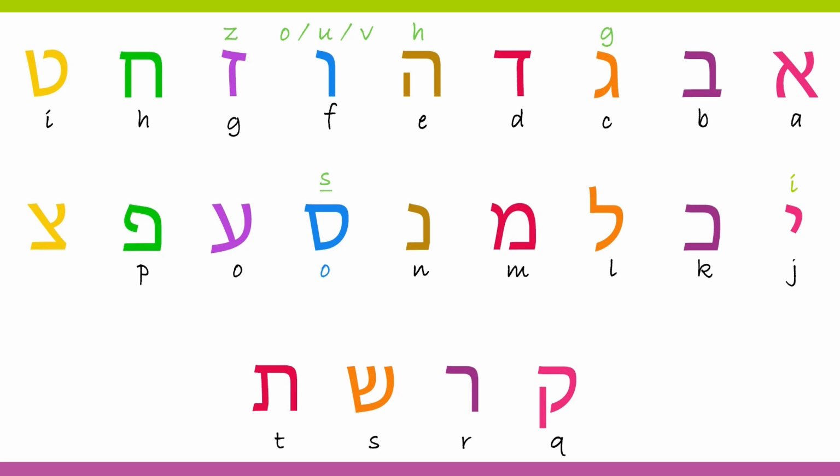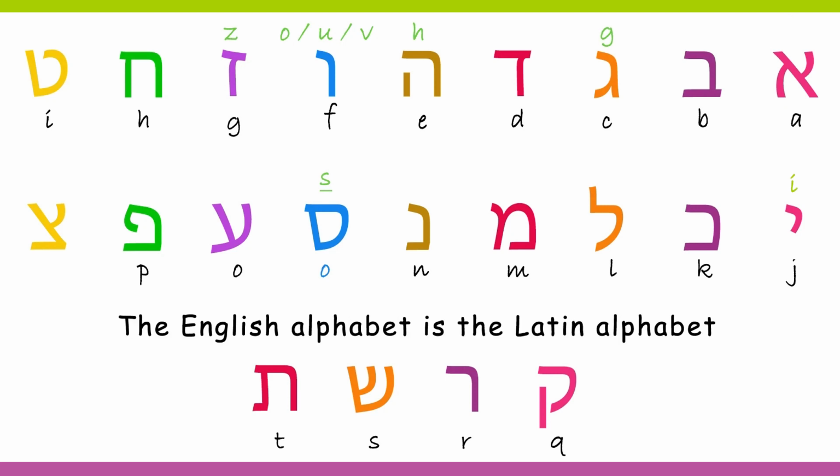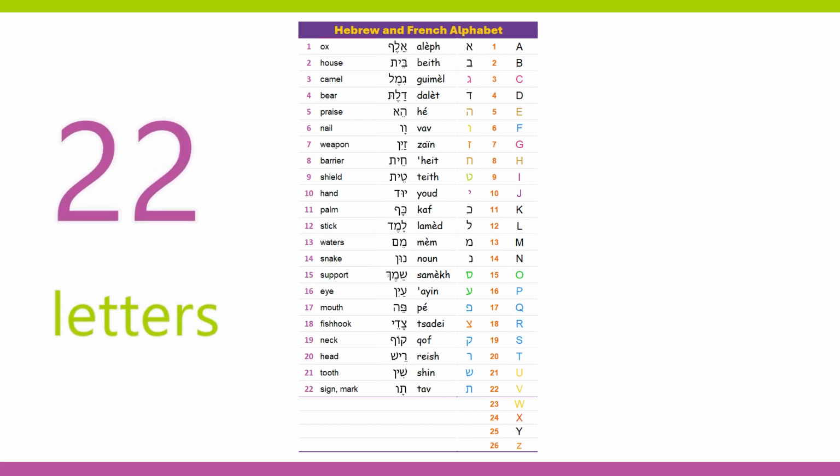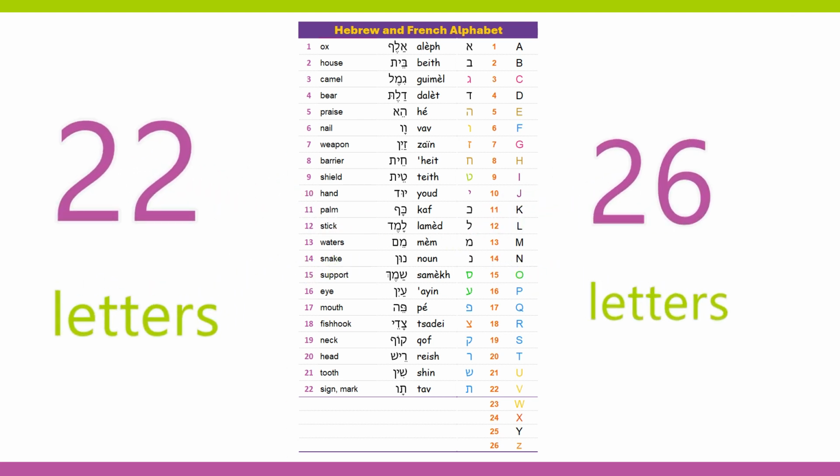Shalom everyone. In this lesson, we will examine and compare the English and Hebrew alphabets. It is important to note that when we mention the English alphabet, we are actually referring to the Latin alphabet, which Western peoples have inherited. We can already notice that the Hebrew alphabet has 22 letters while the English one has 26.